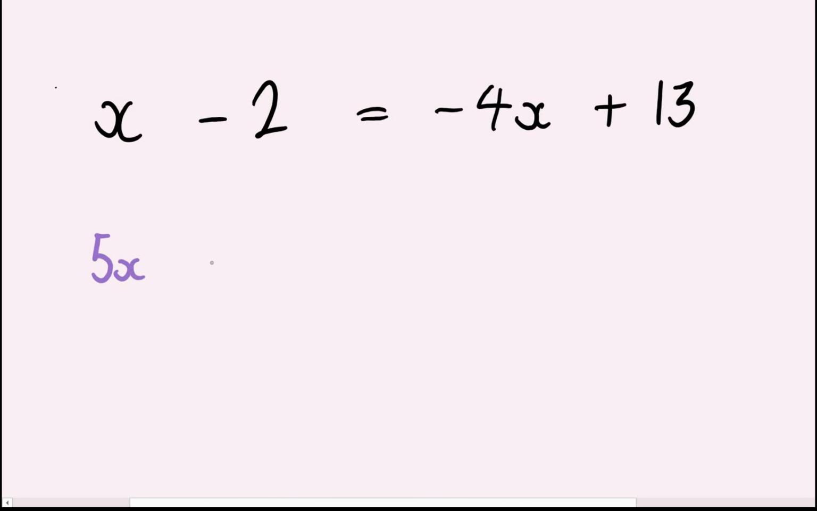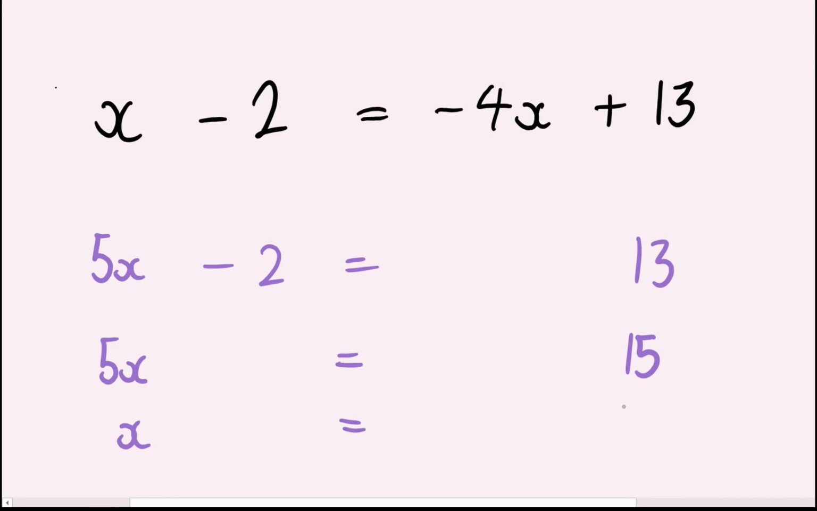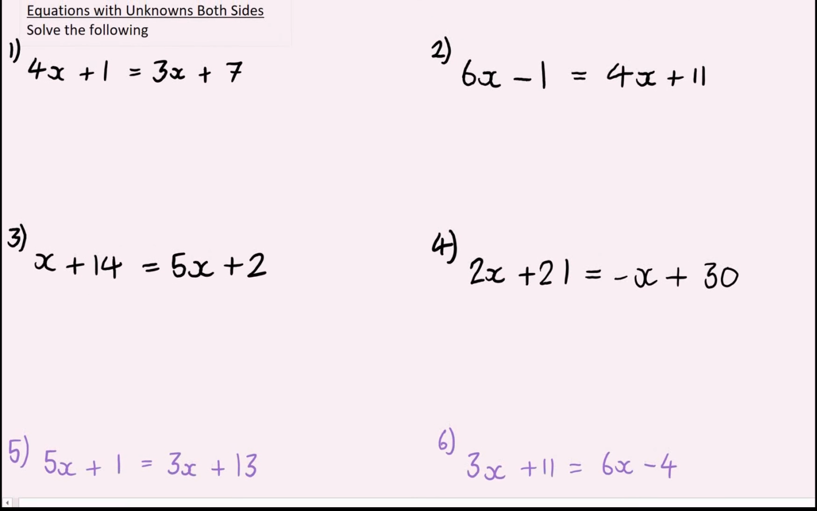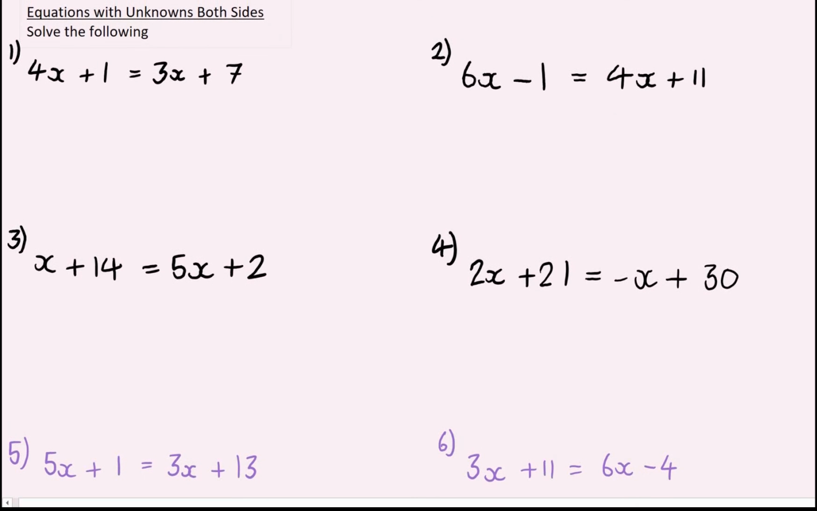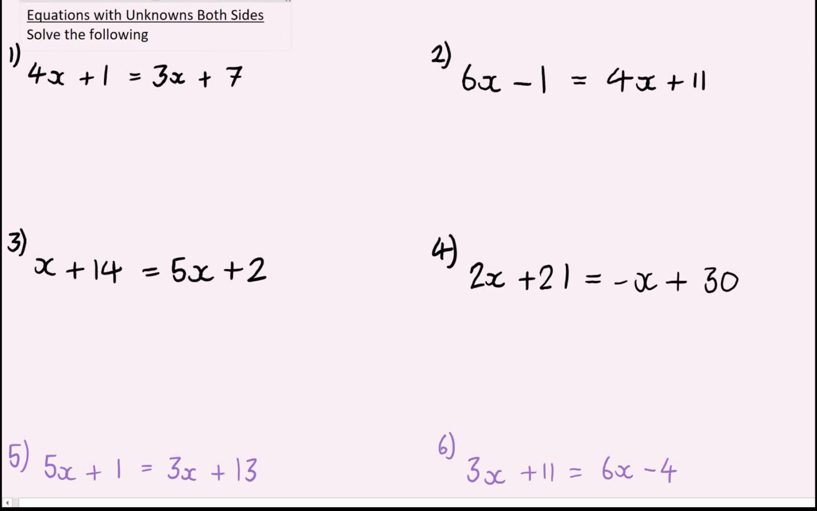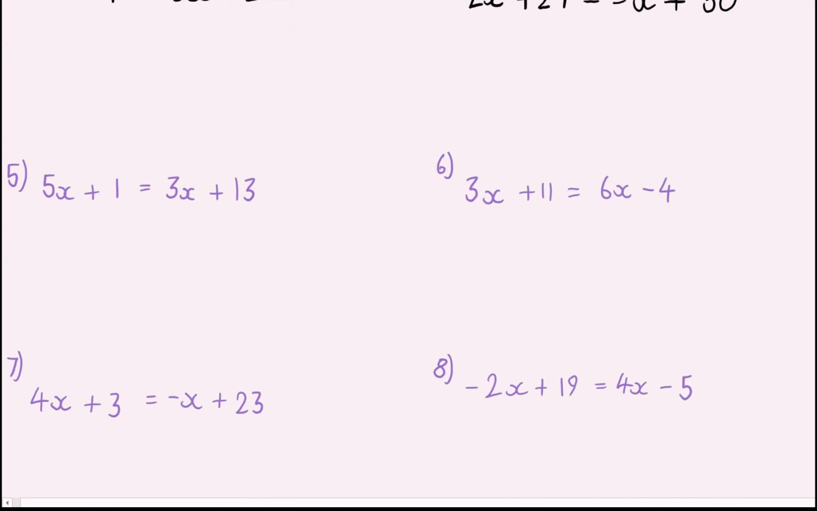The equation now becomes 5x minus 2 equals 13. The opposite of minus 2 is plus 2. So 5x equals 15, and then dividing 15 by 5, x equals 3. Hope that was fairly clear for you. You have some questions to try, so pause the video and give them a go. They do get steadily harder, so you can try the later ones if you want to.